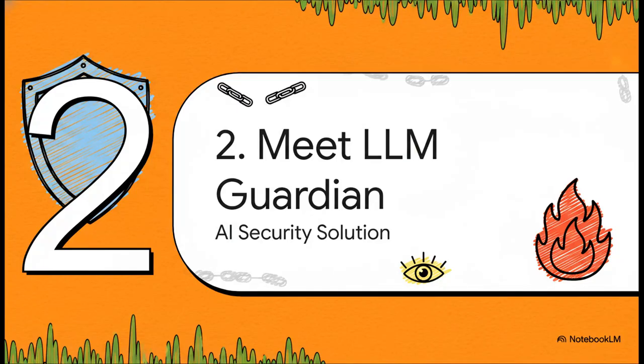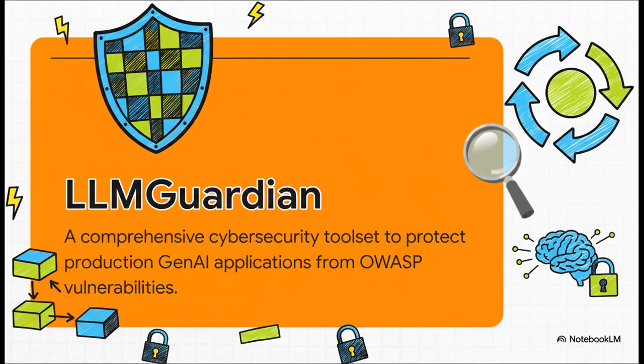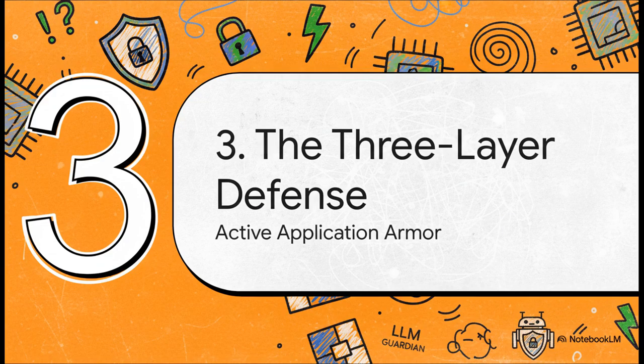Okay, so we've laid out the problem, and it's a real one. So what's the solution? Well, this is where a specialized toolset becomes absolutely essential. And that solution is LLM Guardian. The best way to think of it is as a specialized bodyguard for your AI. This isn't some generic firewall. It's built from the ground up to tackle those specific OWASP vulnerabilities we just mentioned, protecting your Gen AI applications right where they're most vulnerable. So the big question is, how does it actually work? What does this protection look like in practice? Let's dive in and break down how LLM Guardian builds a really robust defense for your model.